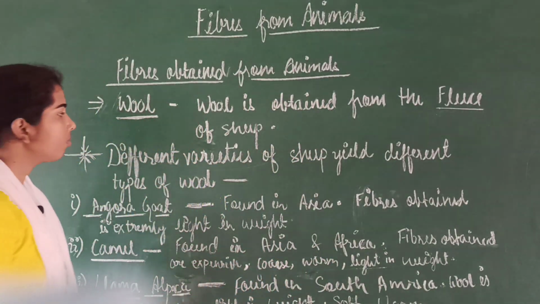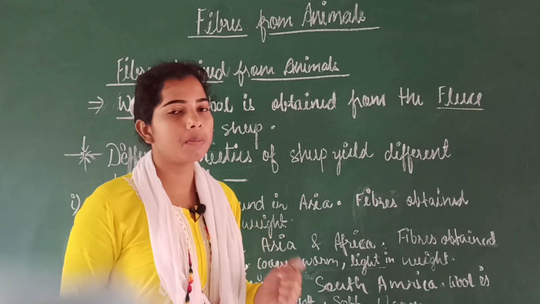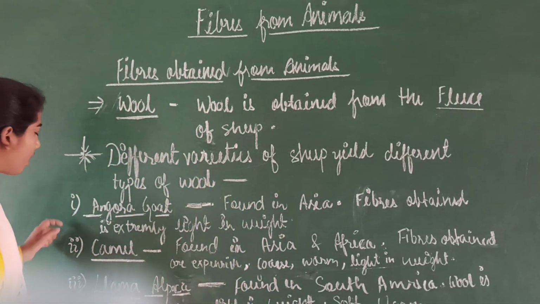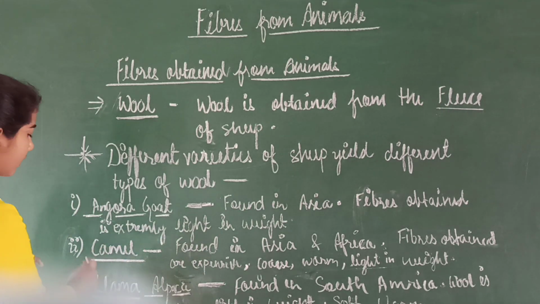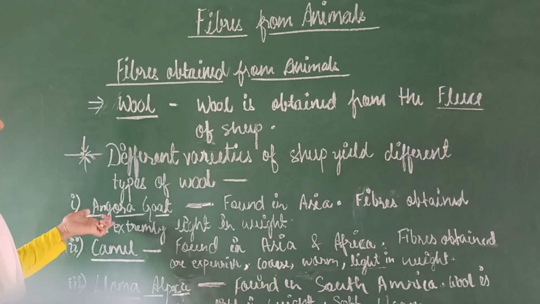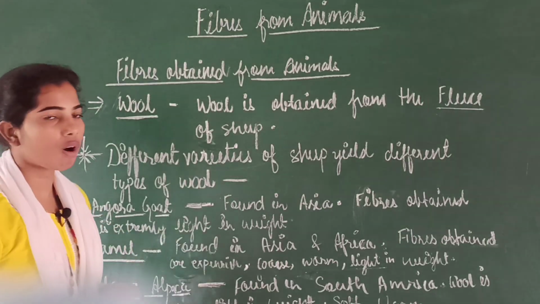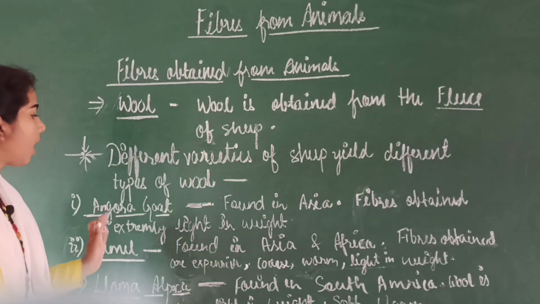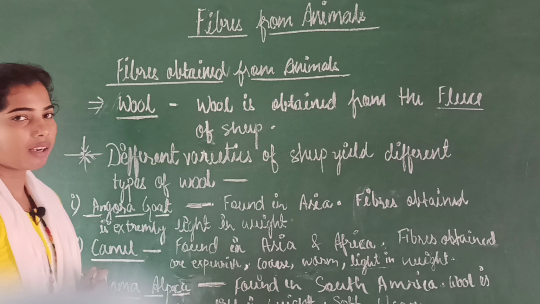There are some different varieties of sheep and different types of wool. These varieties are Angora goat, camel, Llama alpaca, Angora rabbit and Kashmiri goat. Our first variety is Angora goat. It is found in Asia. The fibers obtained from the Angora goat are extremely light in weight.